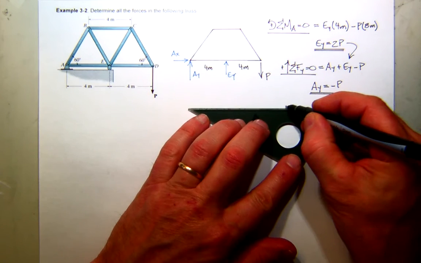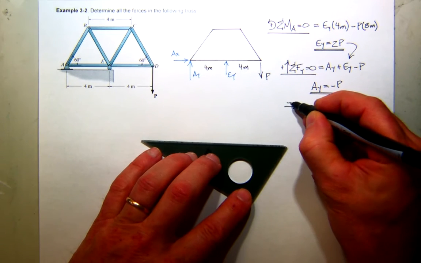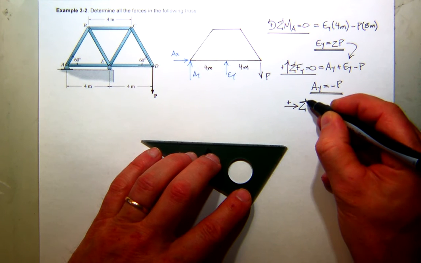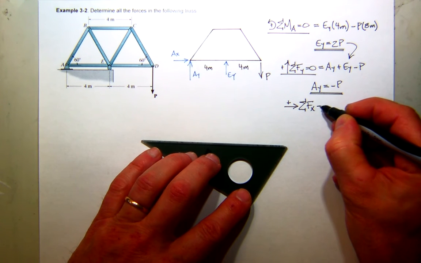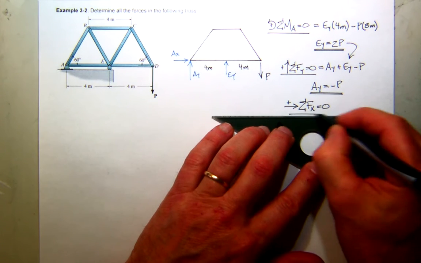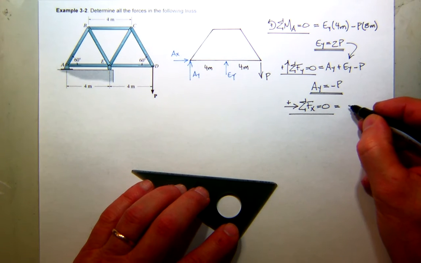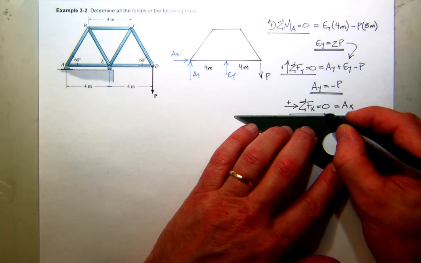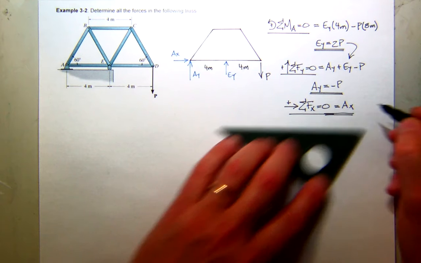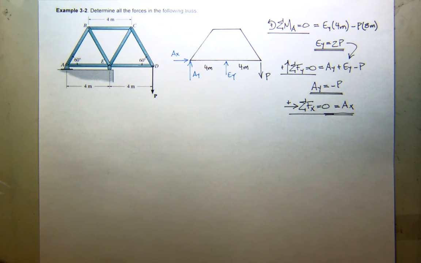And then last, we can sum forces in the X direction. Make sure they're 0. And in this case, all we have is AX. So AX is 0. We've got our reactions.